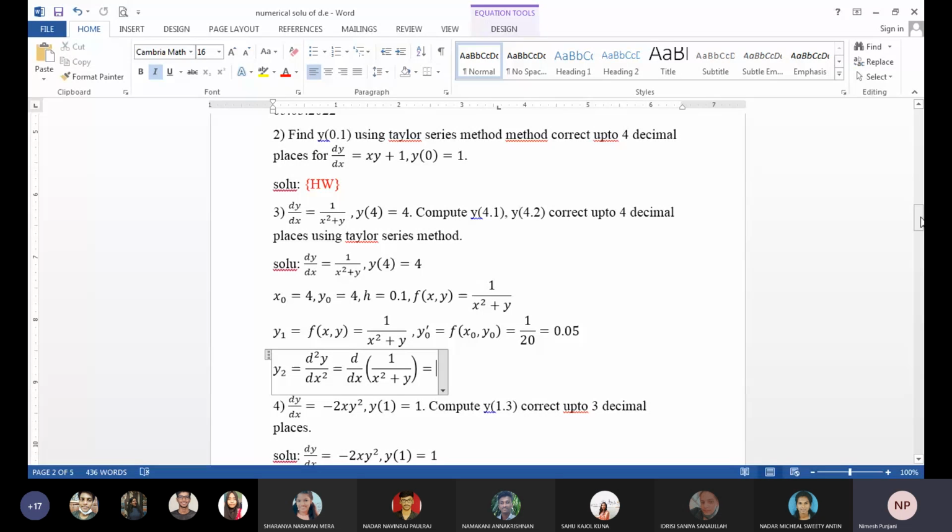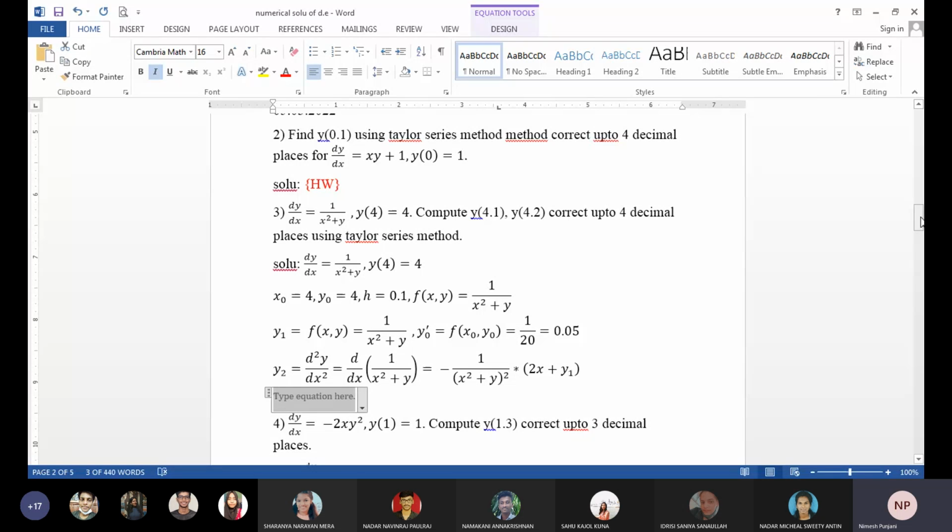तो ये 1 upon f of x है, तो it is minus 1 divided by f of x का square into f dash x. So into f dash x means it is 2x plus y1. x square का डेरिवेटिव इज 2x, y का डेरिवेटिव इज y1. ठीक है, y का डेरिवेटिव इज y1.